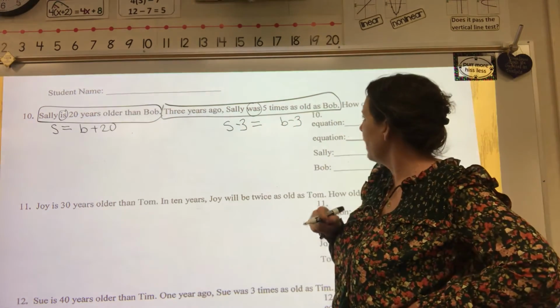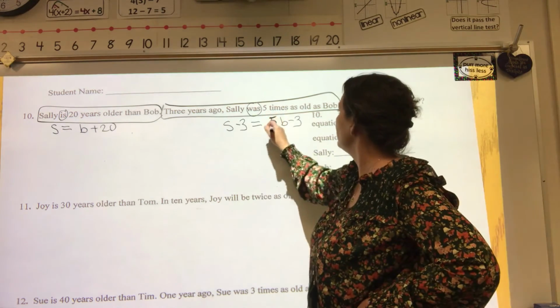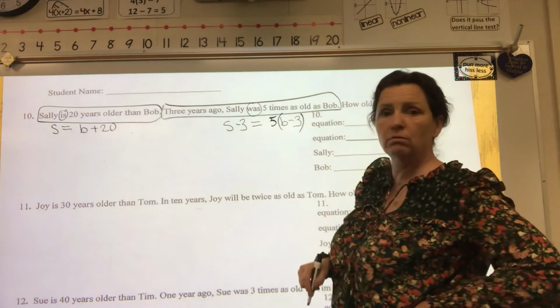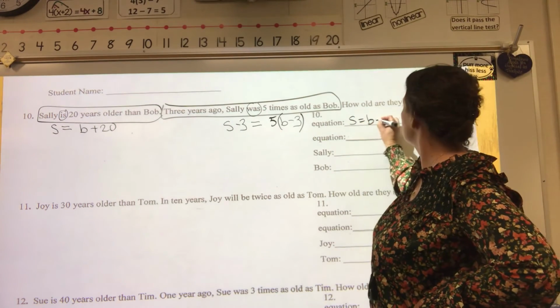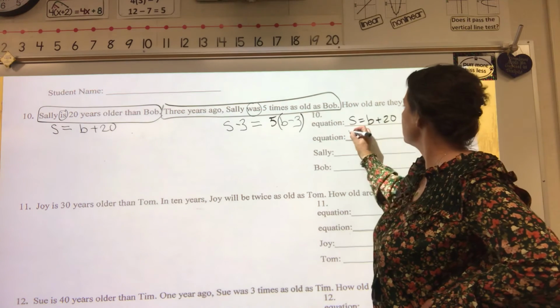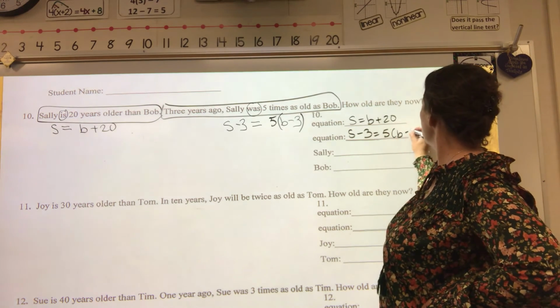Beautiful. And then we have something we haven't used, and that's 5 times. So 5 times. Cool. And you can write these over here. So the first equation, nifty, nifty. The second equation, cool beans.